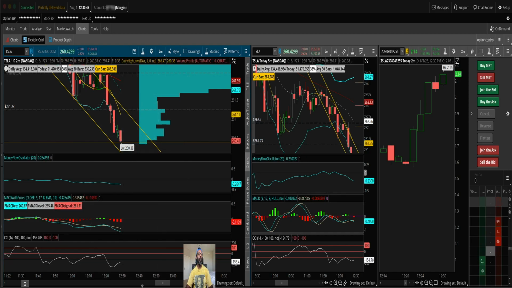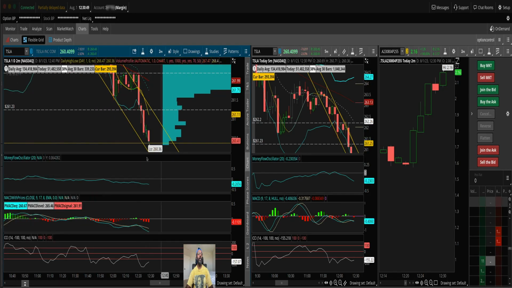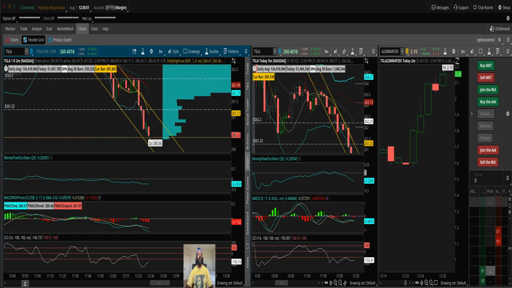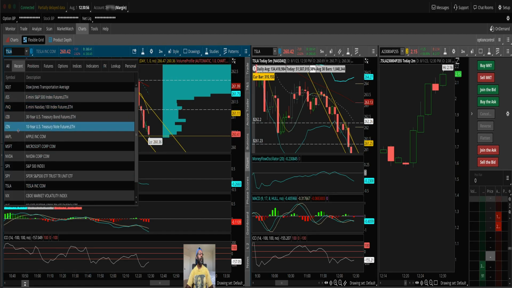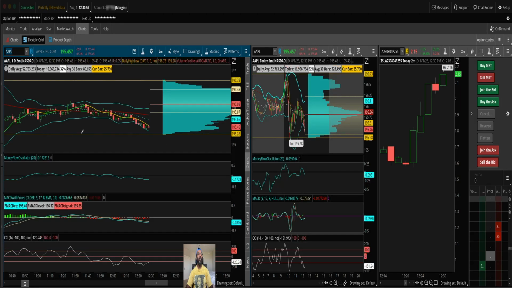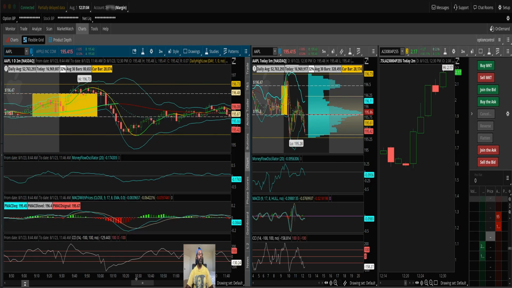Tesla's going to go for a move today. Probably down 3%, 4%. It's just moving. Let me see what's going on with Apple. Yeah, Apple too. Yeah, the market's turning.